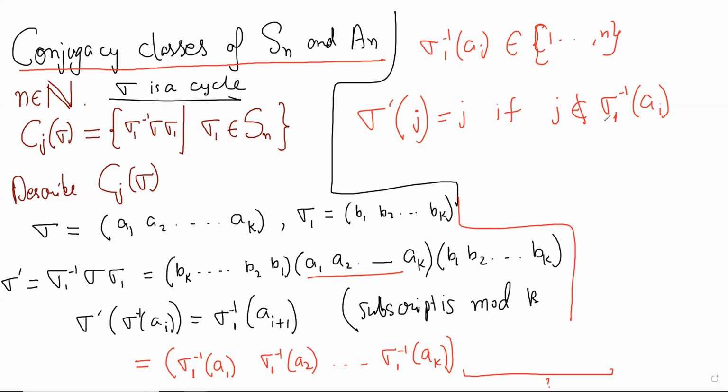So I need to show that this is fixed. So how do we show that? If you want to show it directly, if j is not of this form, this is not difficult. So basically, maybe I'll say it on the other side.